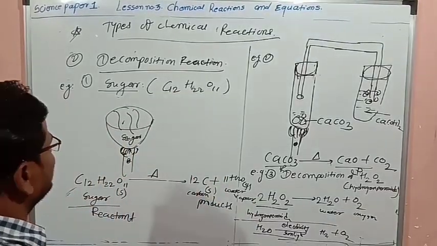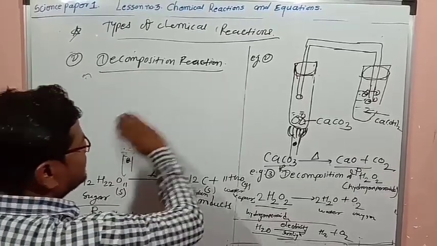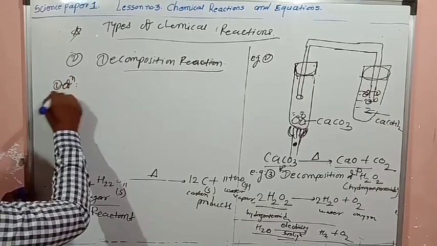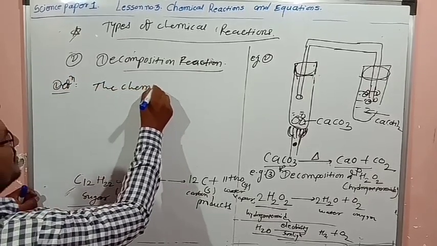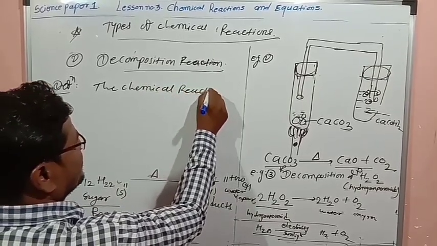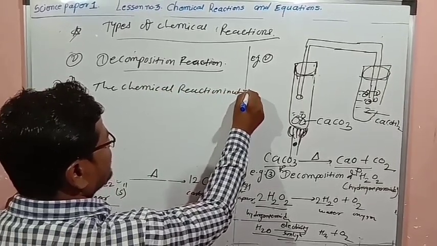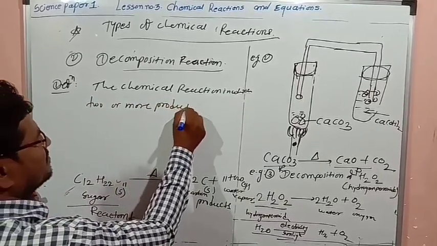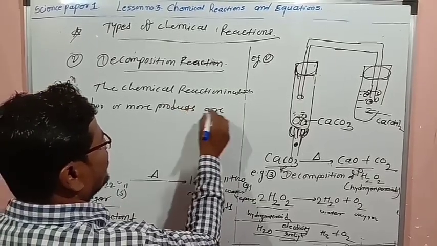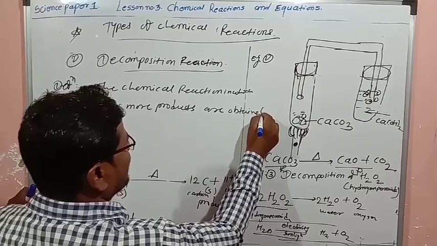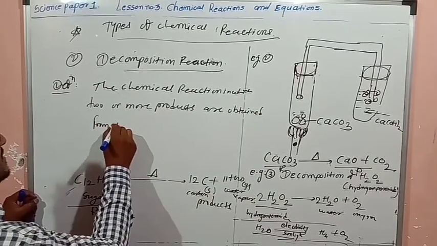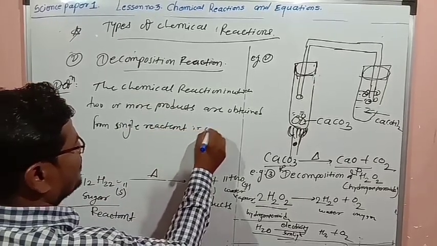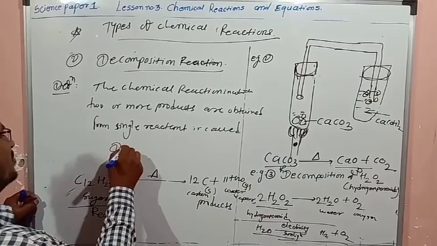So you can write the definition of a decomposition reaction, and it is a simple definition: the chemical reaction in which two or more products are obtained from a single reactant is called a decomposition reaction.